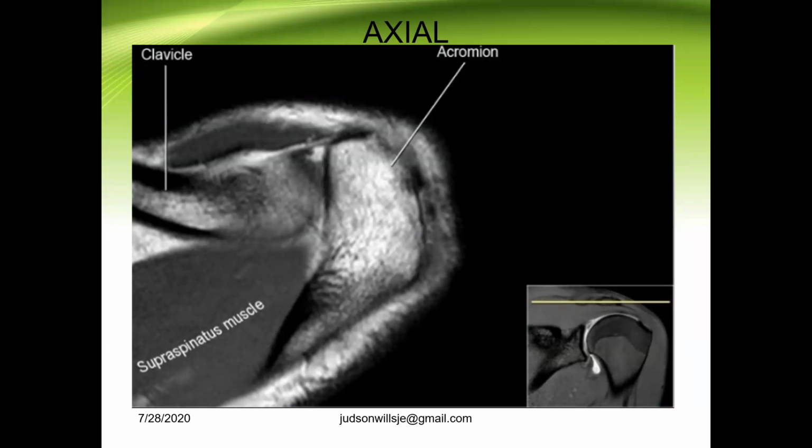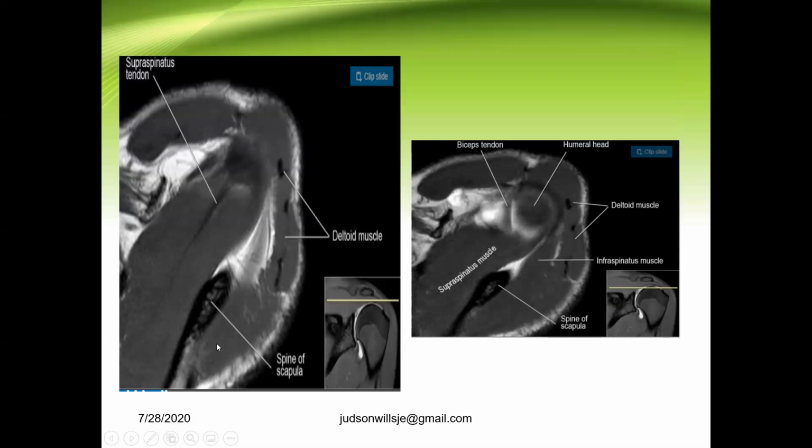When we plan the axial, it's always better to include the acromioclavicular joint in the shoulder joint imaging, because most of the time patients may have shoulder pain maybe due to acromioclavicular infection or other pathology. So it's always better to include the acromioclavicular joint in the first axial slice. And here you can see the clavicle, the distal end of clavicle, as well as the acromion, scapula and supraspinatus muscle.